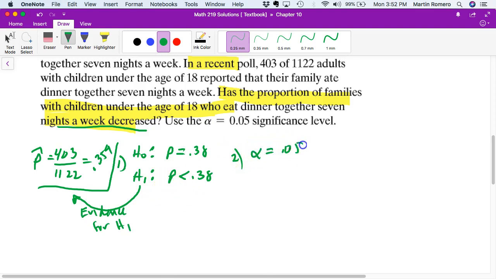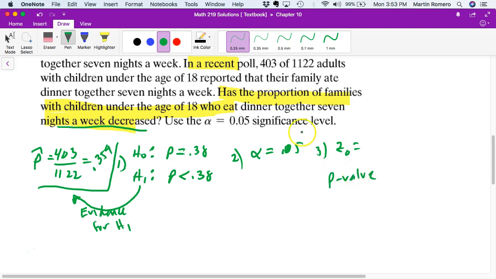So we're going to run it at the alpha equals 0.05 level, meaning that when we make our decision here, we have a 5% chance of being wrong, an error. It's like a confidence interval. Step 3 is we need to find the z statistic. And then with that, we end up finding a p-value.